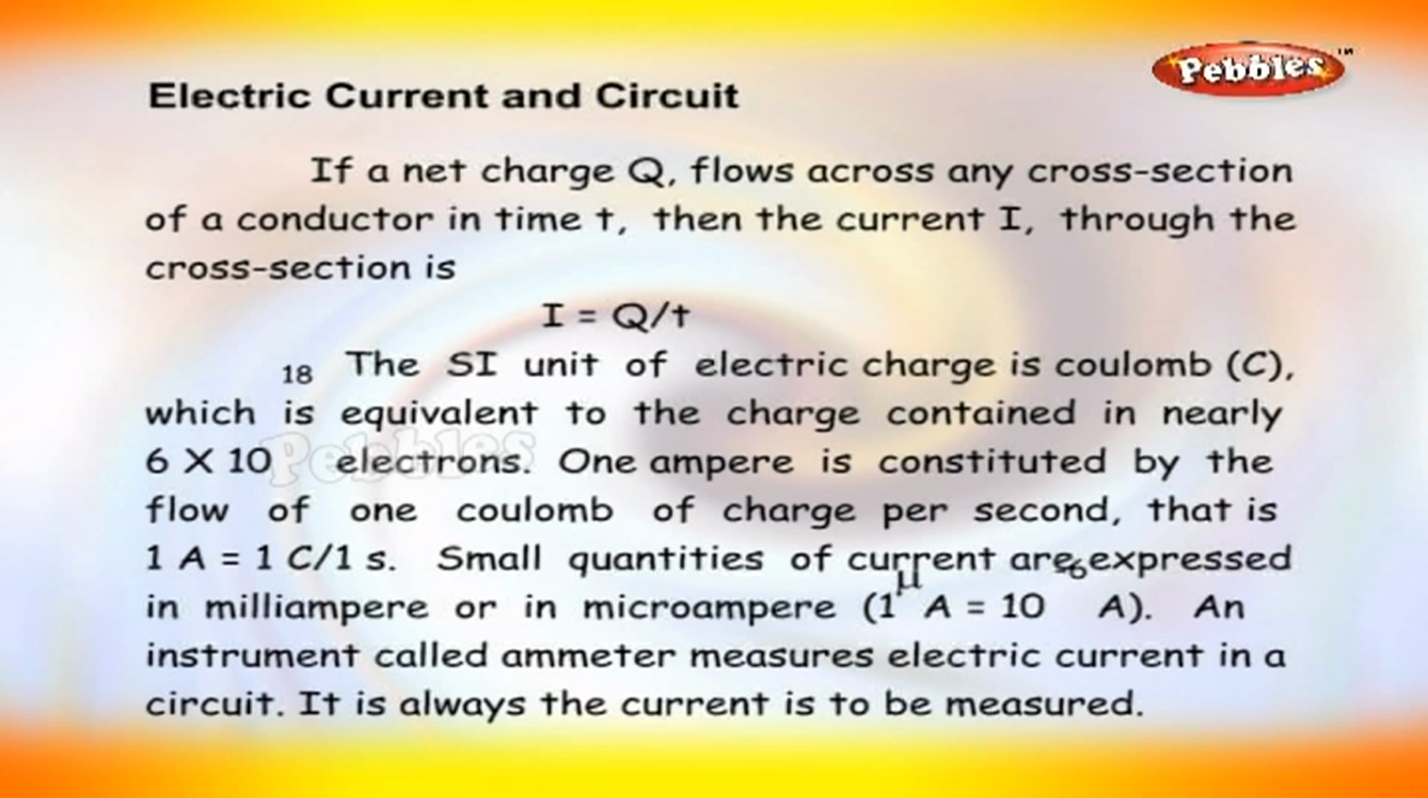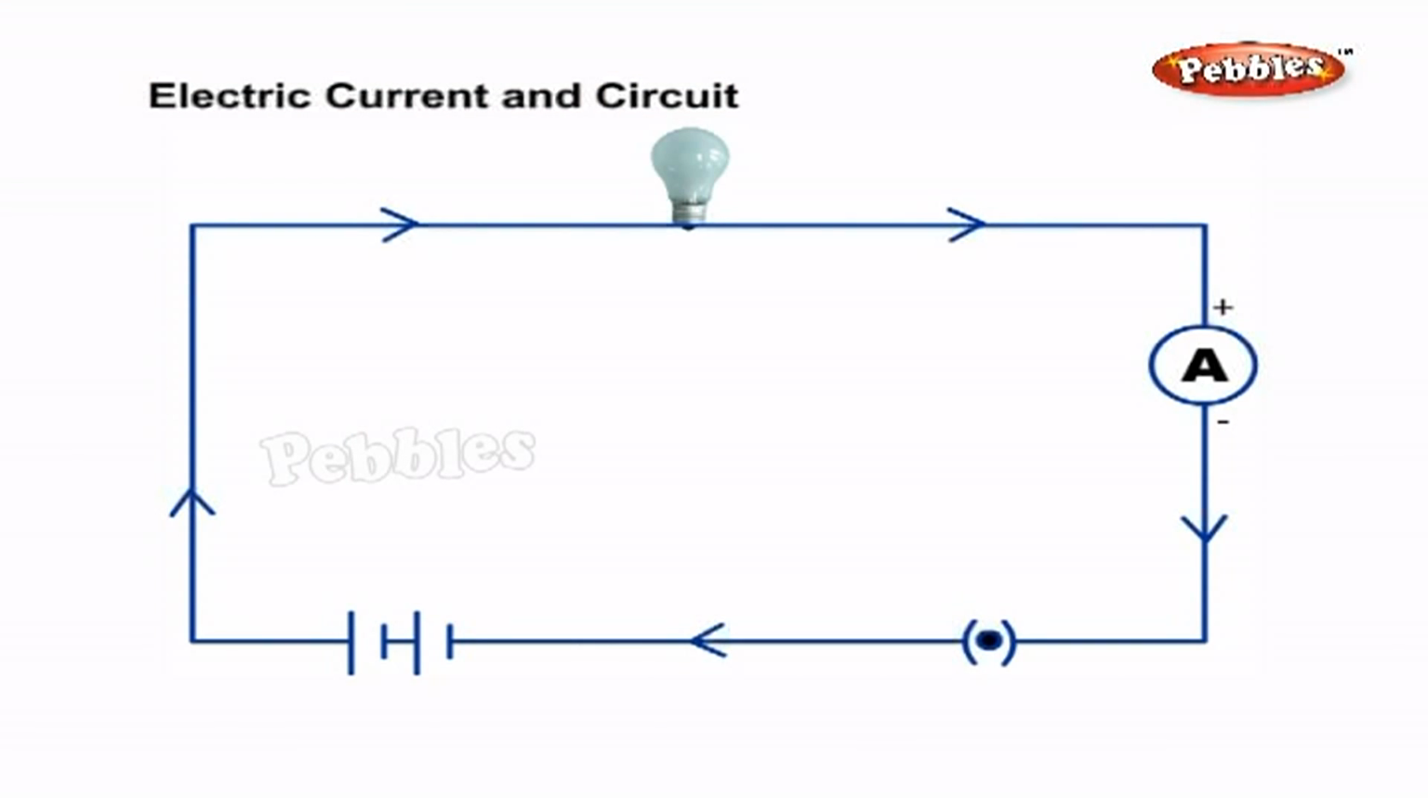Small quantities of current are expressed in milliampere. 1 μA = 10⁻⁶ A. An instrument called ammeter measures electric current in a circuit. It is always connected in series in the circuit through which the current is to be measured. The schematic diagram of a typical electric circuit comprises a cell, an electric bulb, an ammeter, and a plug key. Note that the electric current flows in the circuit from the positive terminal of the cell to the negative terminal of the cell through the bulb and ammeter.